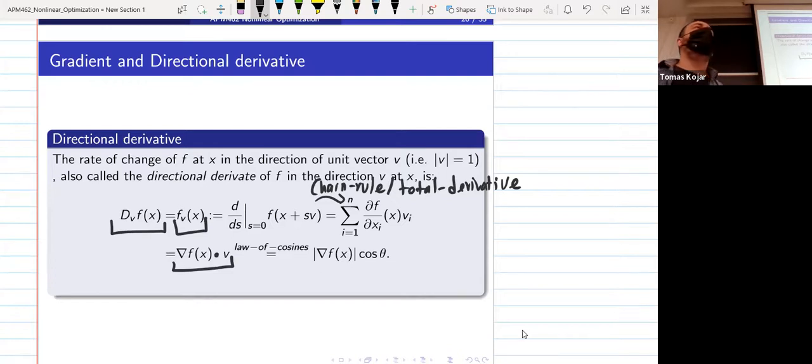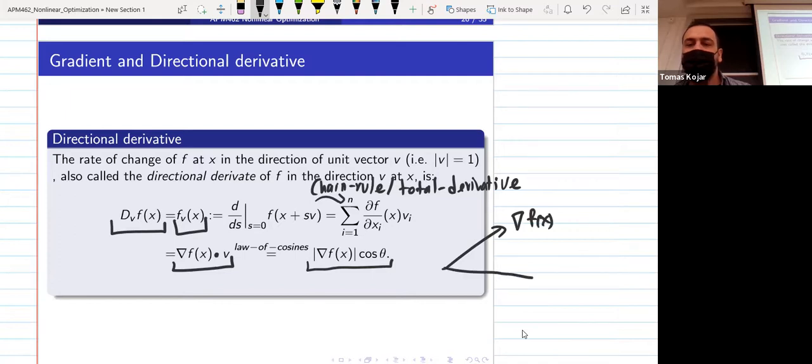And if you're working in 2 dimensions, as we will most likely do for this course, you further have this formula here, which involves the angle between the gradient of f and v.